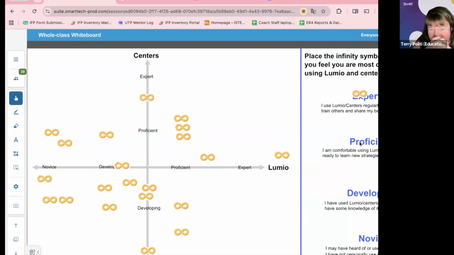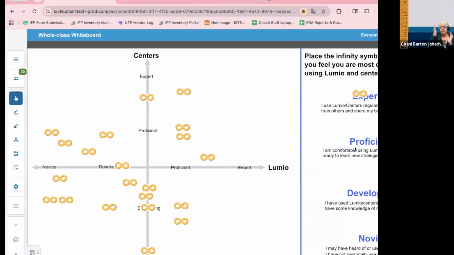I love it. Also, your screen is going big and small, so just be aware of that. Right now we can only see part of expert and part of proficient and part of developing, but it flicks back and forth.